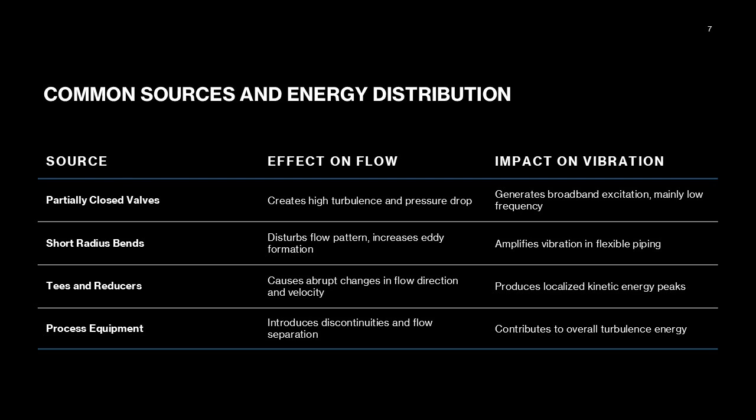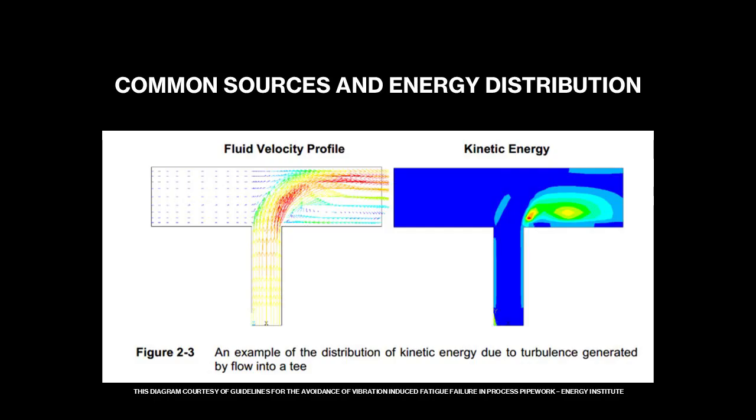This diagram illustrates the fluid dynamic behavior and associated energy distribution when flow enters a T connection, highlighting the turbulence-induced kinetic energy concentration. On the left, the fluid velocity profile shows streamlines and velocity gradients as fluid transitions from the main run into the branch. The color variation, from blue at low velocity to red at high velocity, indicates significant acceleration and directional change at the junction, which creates shear layers and vortices.